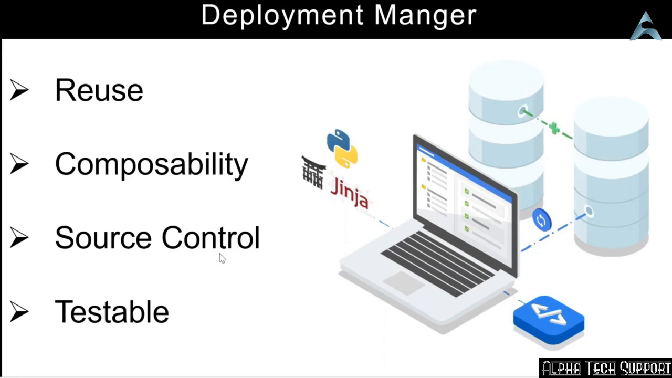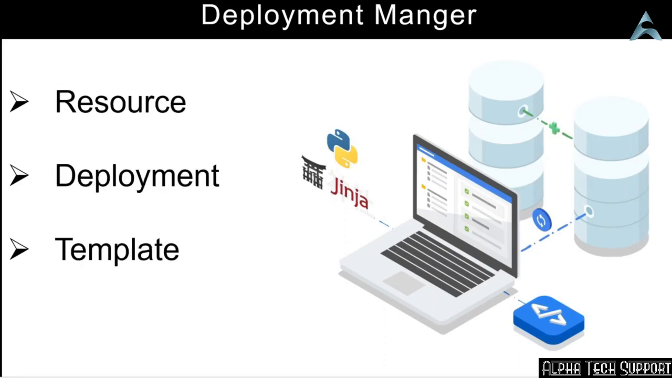Deployment Manager allows users to focus on the set of resources which comprise the application or service instead of deploying each resource separately. Now, before I show you how to use Deployment Manager to automate resource creation in Google Cloud, first let me explain some of the main terms related to this. And these terms are resource, deployment, and template. A resource is something that you want to create, like a VM instance or cloud storage bucket or cloud function.